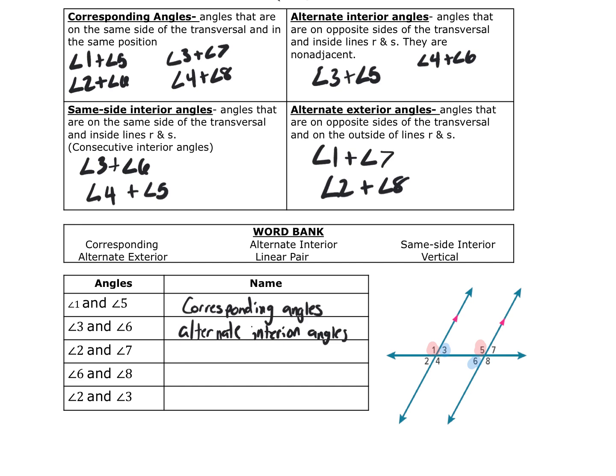And then angle 2 and angle 7. I'm going to highlight those green, angle 2 and angle 7. Those are both alternate exterior.